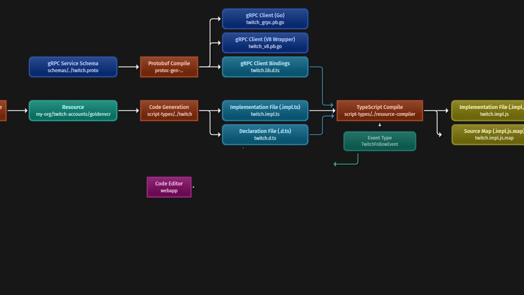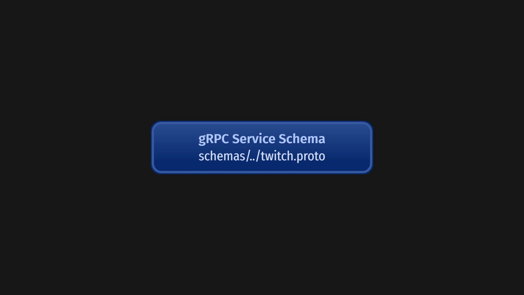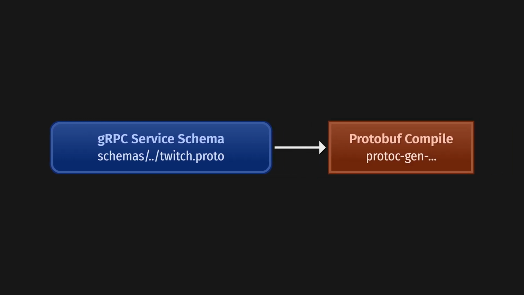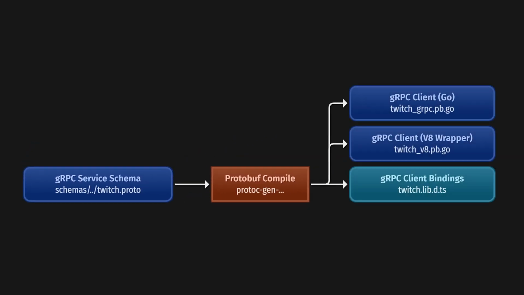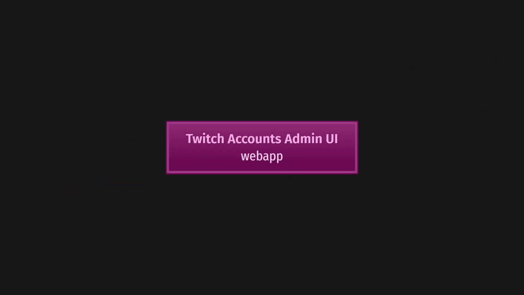This is an overview of how data flows through our scripting system at different points in time. First, for each service that exposes script library functionality, we define a gRPC schema. Then we compile that schema to generate the Go code for our client and server, a V8 wrapper, and the accompanying TypeScript declarations. This is a process that happens offline whenever we add or update script support for one of our services. Next, we come to where users interact with the app to create and manage script-accessible resources.